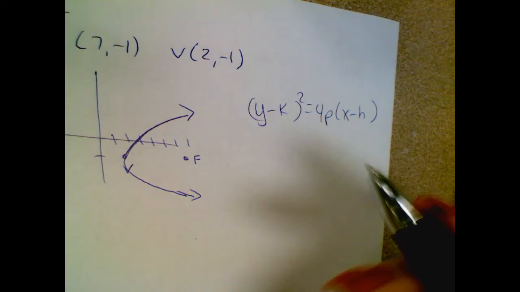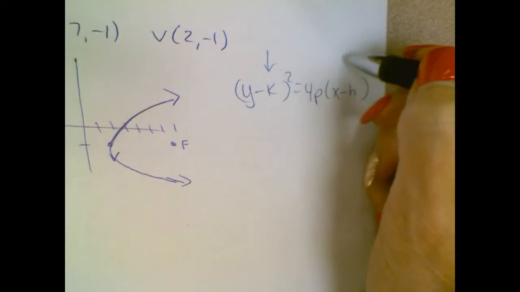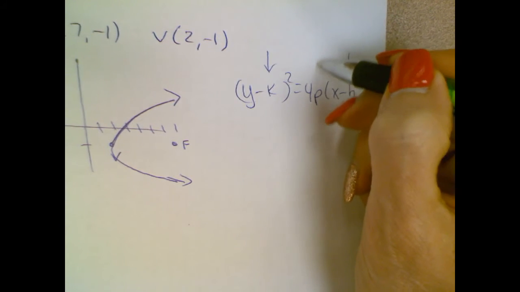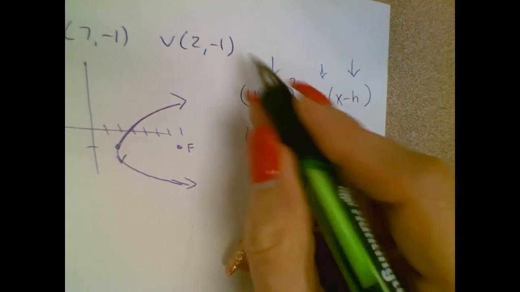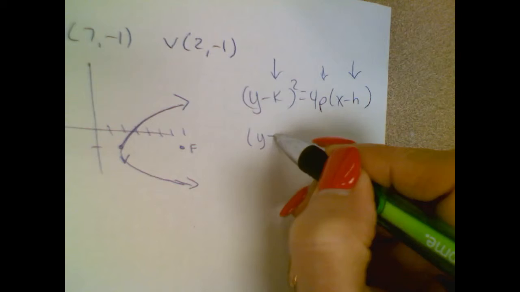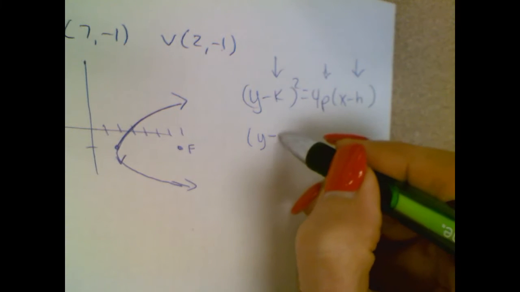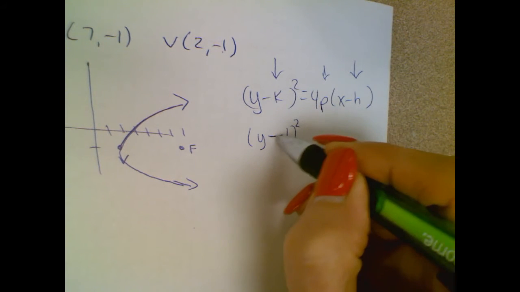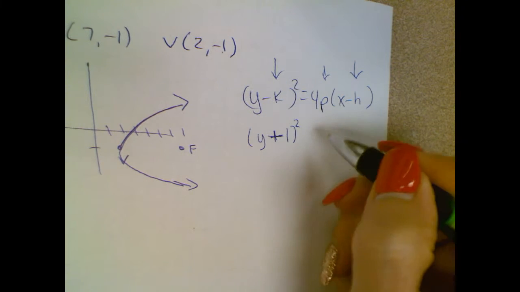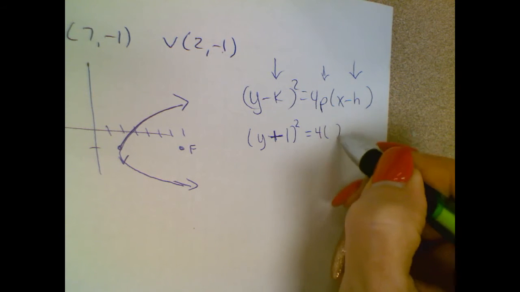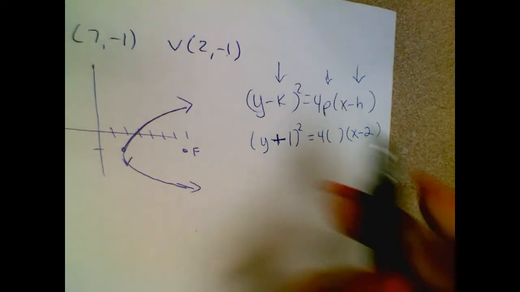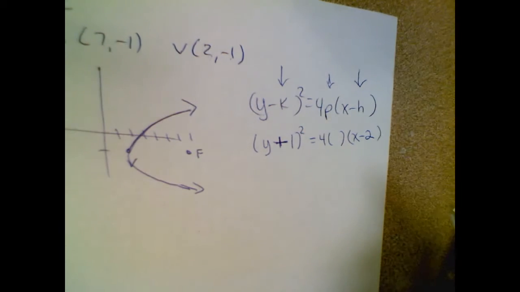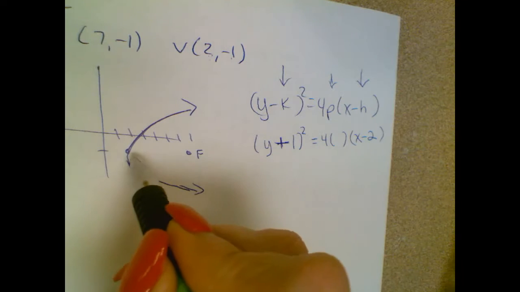So what do you need? We need three things: h and k, which is your vertex, and we need the distance, p. So let's start. We know the vertex, let's put it in. y minus -1, squared, so that's going to be y plus 1. Then 4 times, we don't know p right now, but x minus h is x minus 2. So that's that. And all we need is to know the distance between your vertex and focus.